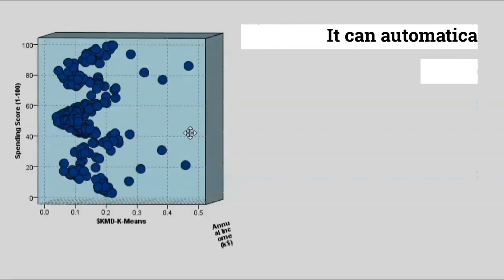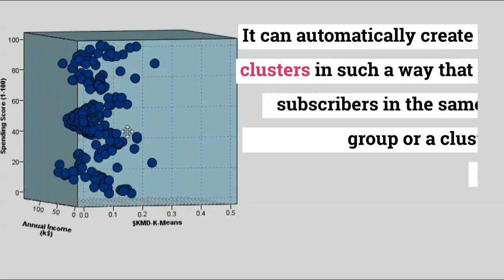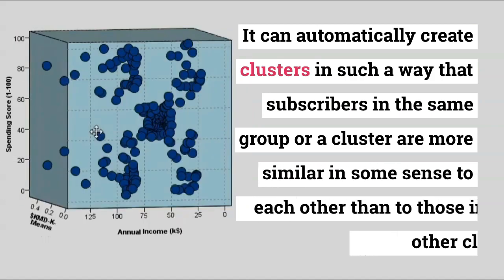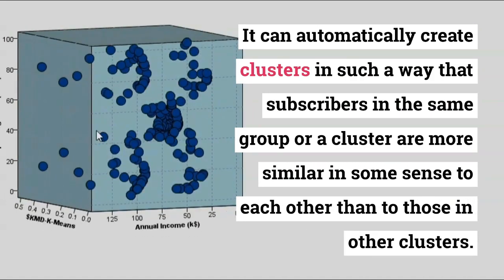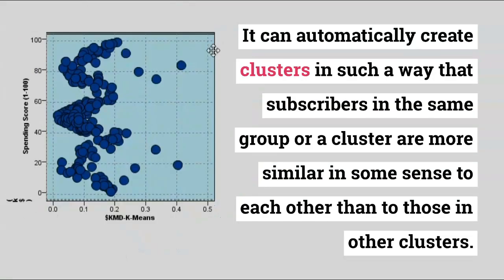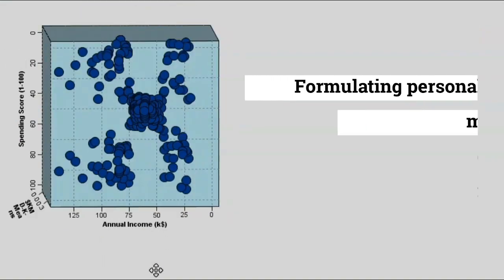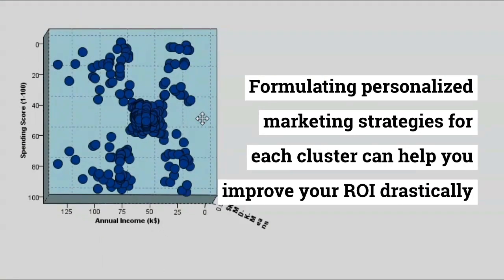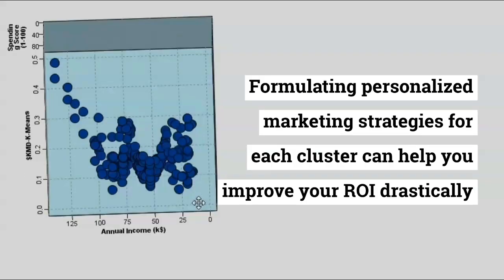Now let's talk about how AI can help you cluster or segment your email subscribers. Machine learning can find patterns in your data that you might not be aware of. It can automatically create clusters in such a way that subscribers in the same group or cluster are more similar in some sense to each other than to those in other clusters. Formulating personalized marketing strategies for each cluster can help you improve your ROI drastically.